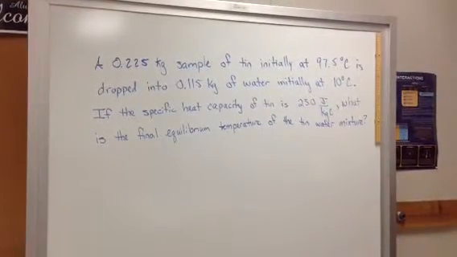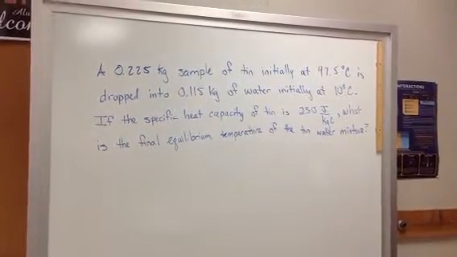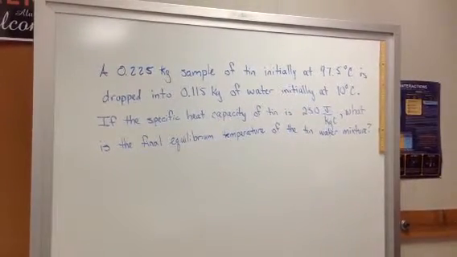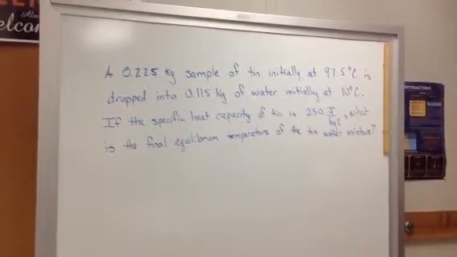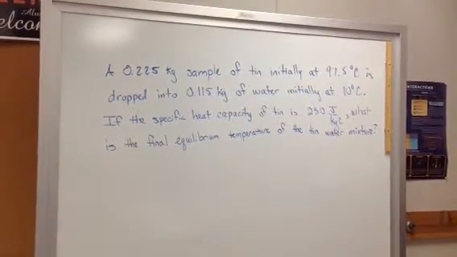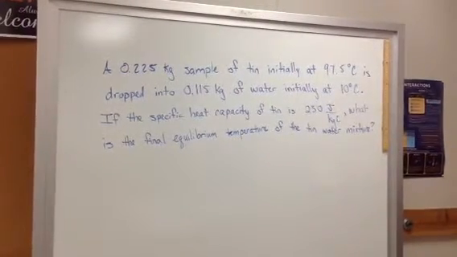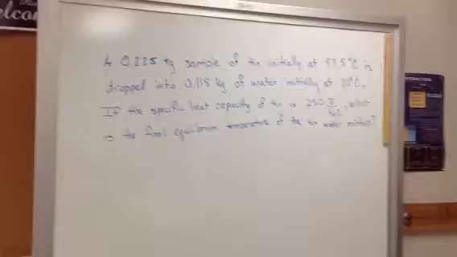A 0.225 kilogram sample of tin, initially at 97.5 degrees Celsius, is dropped into 0.115 kilograms of water, initially at 10 degrees Celsius. If the specific heat capacity of tin is 230 joules per kilogram Celsius, what is the final equilibrium temperature of the tin water mixture?